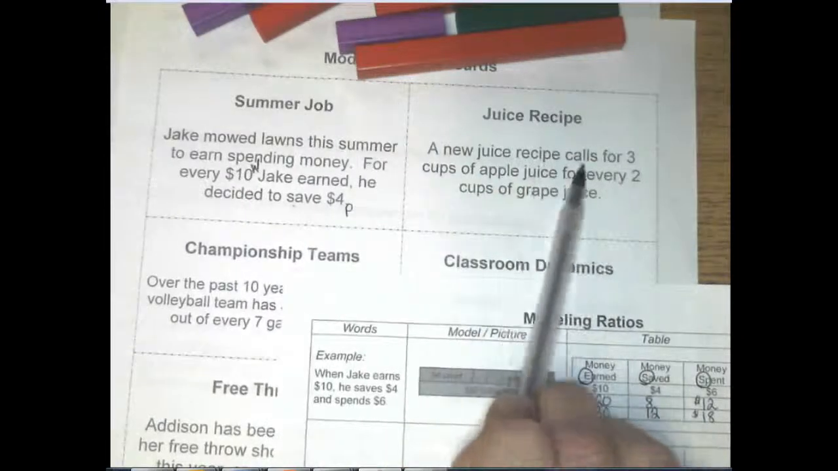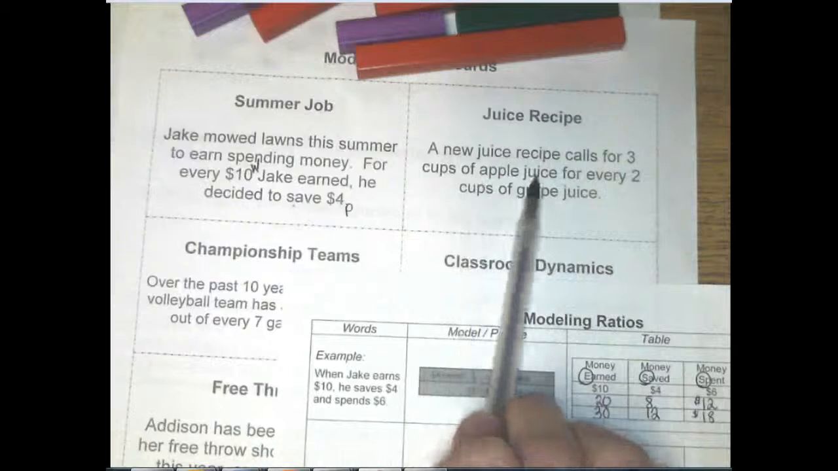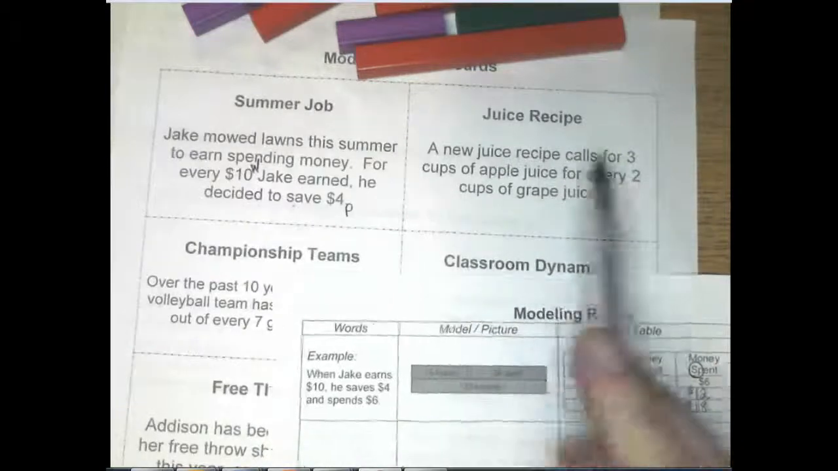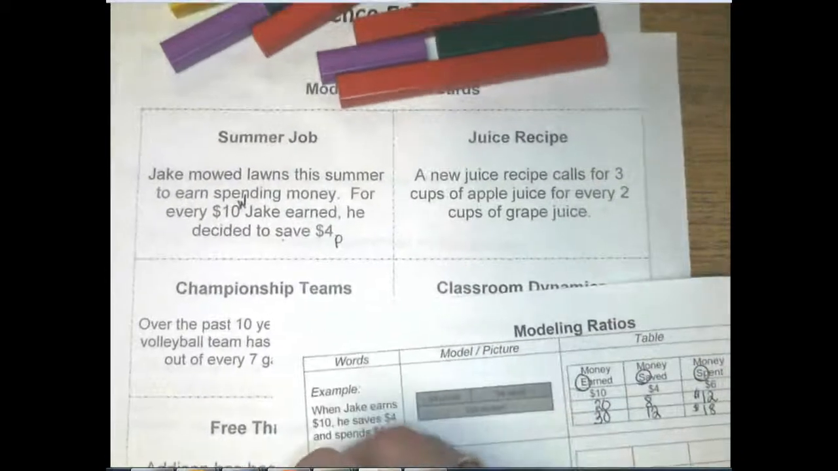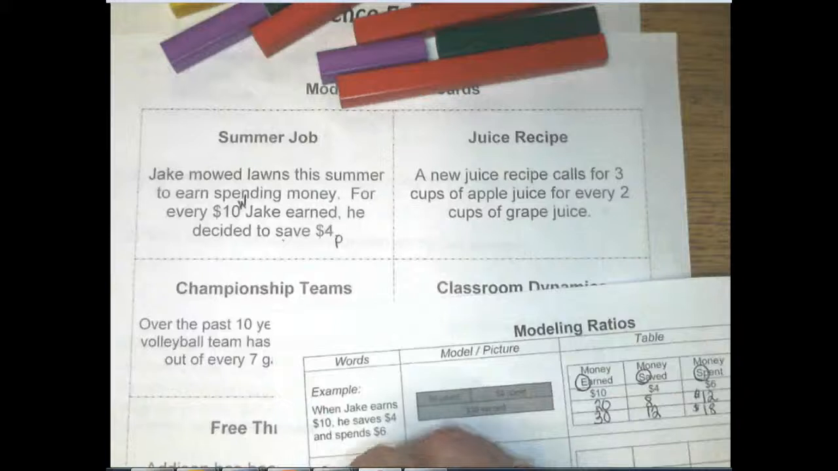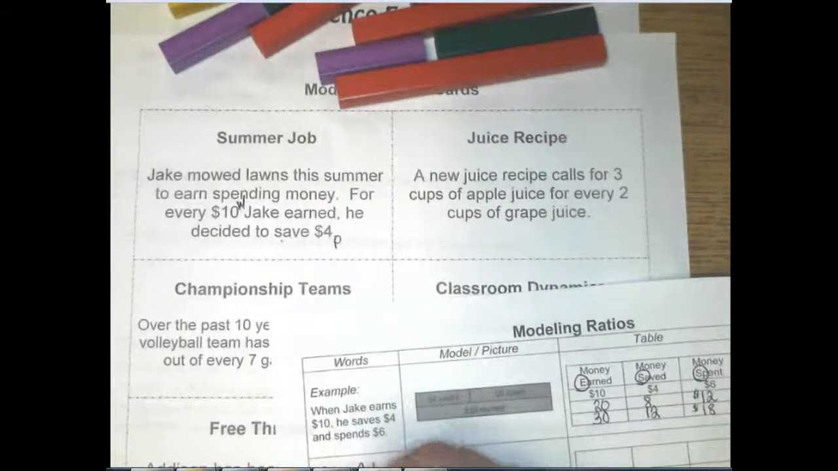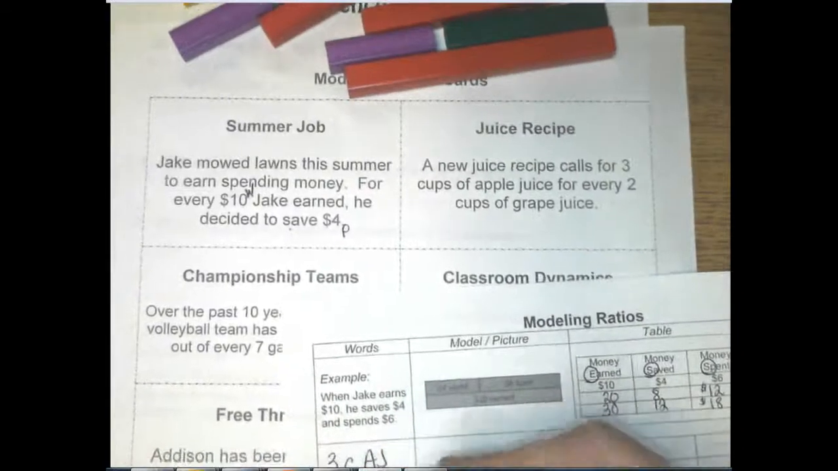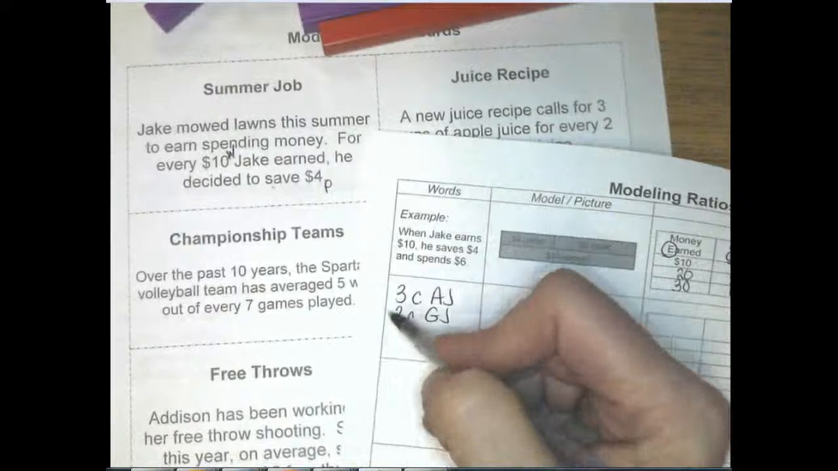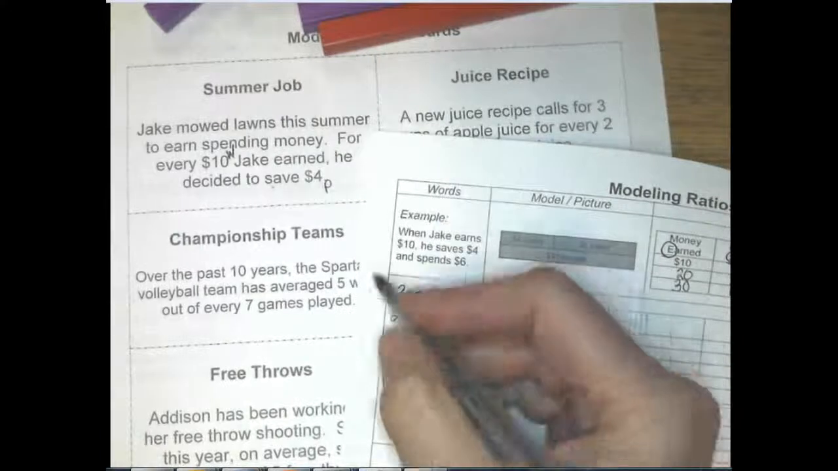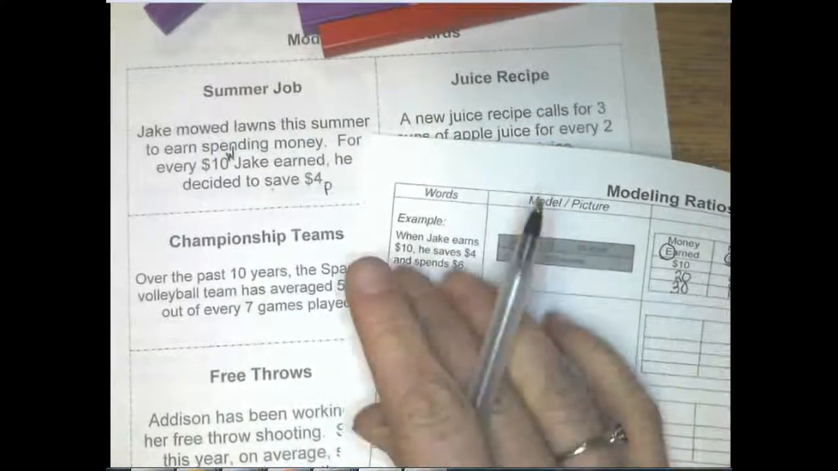So a new juice recipe calls for 3 cups of apple juice for every 2 cups of grape juice. So let's jot that down. 3 cups of apple juice, 2 cups of grape juice. Do you agree that those sound like 2 parts of the recipe? So part and part, and so now what would my whole be?